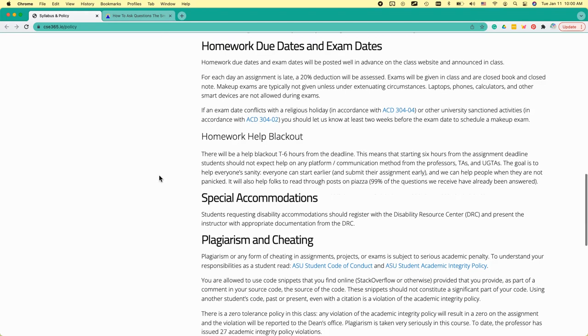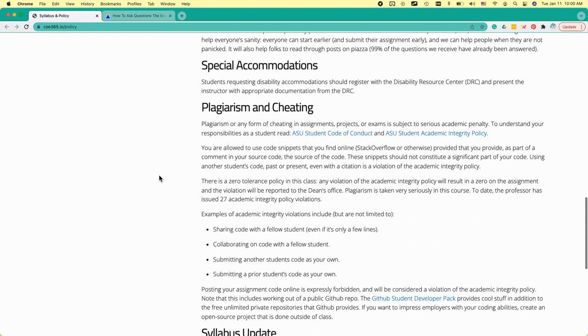Okay. And then first, special accommodations. If you have any concern about your health or disability, feel free to reach out. Also, I know about the current COVID situation. First of all, you don't have to come to class if you don't want to. And if you need accommodation, you can also email Adam or me, and we will help you from there.